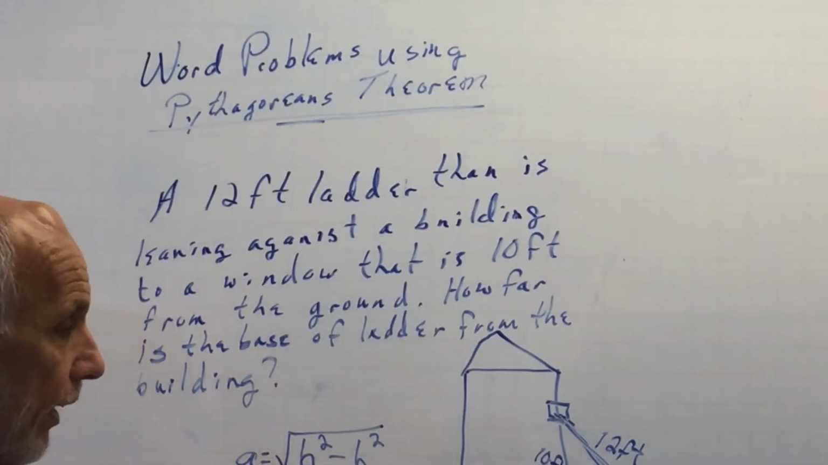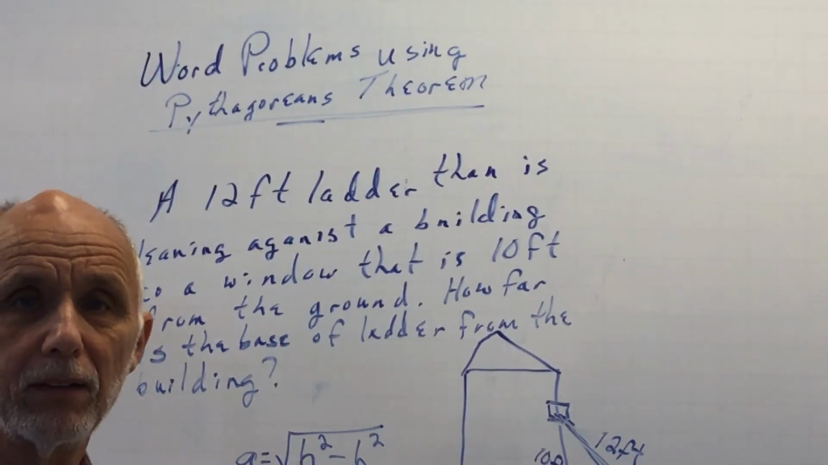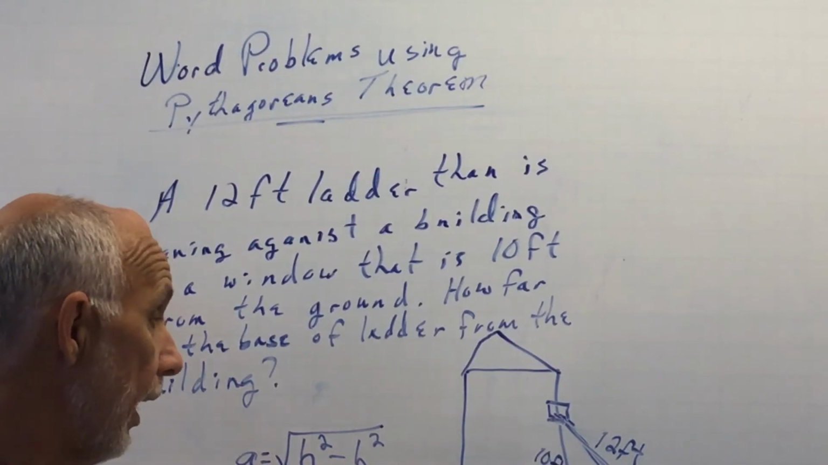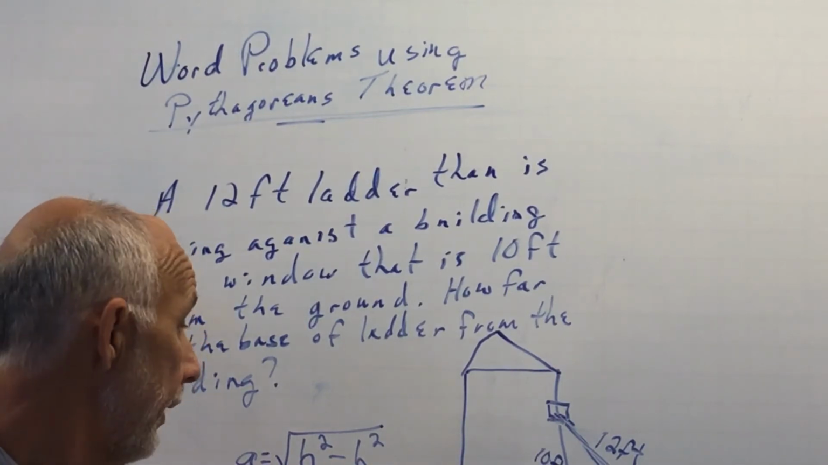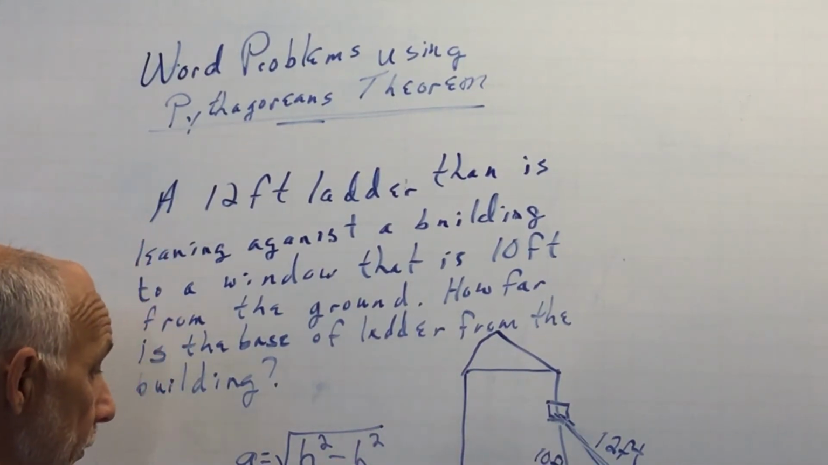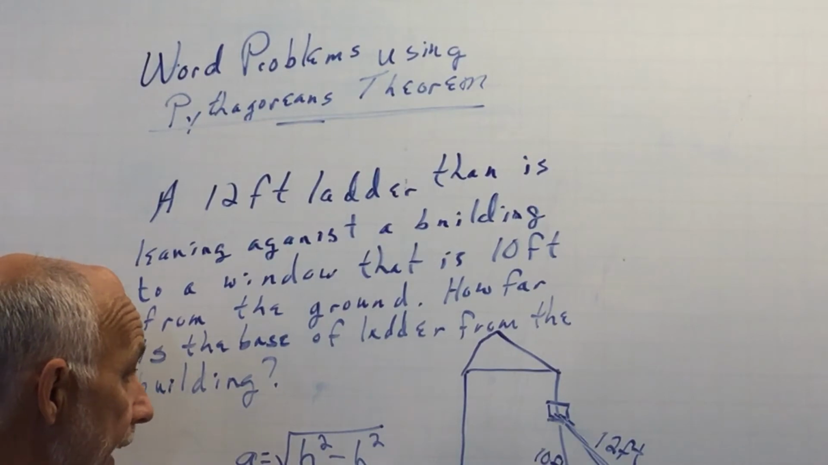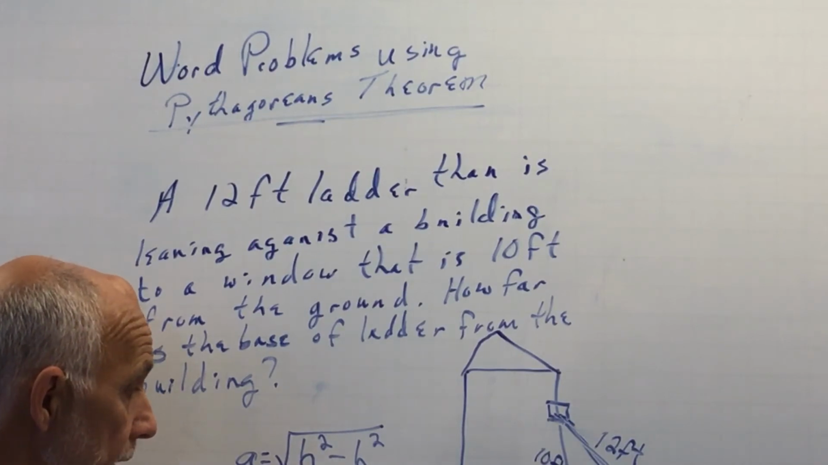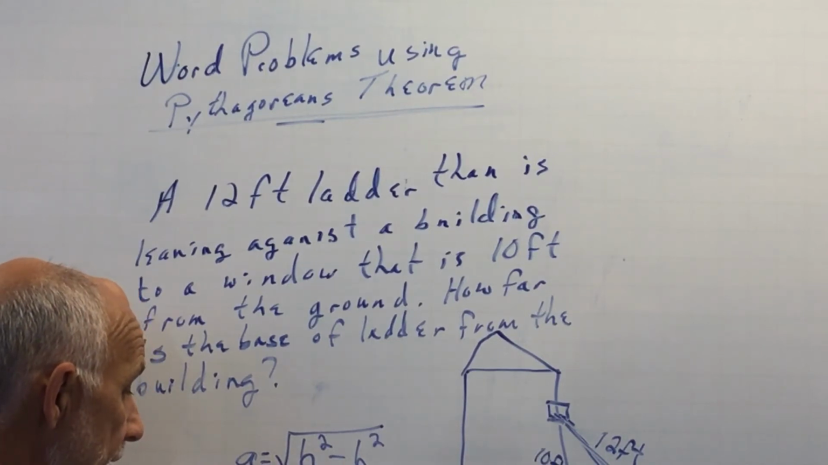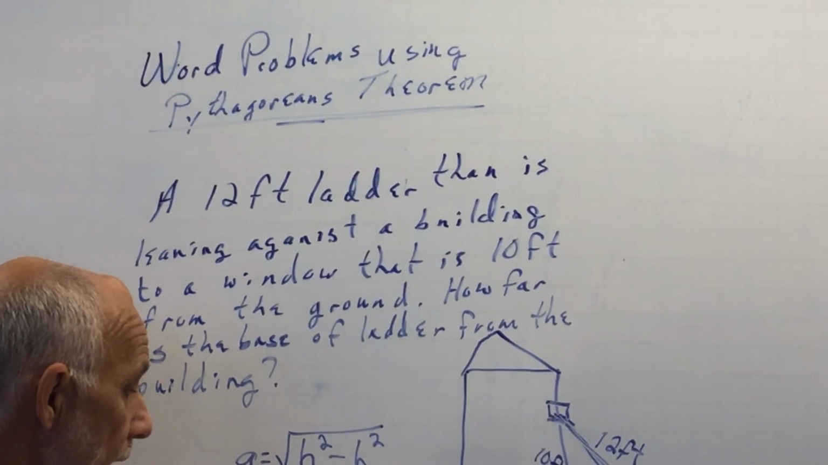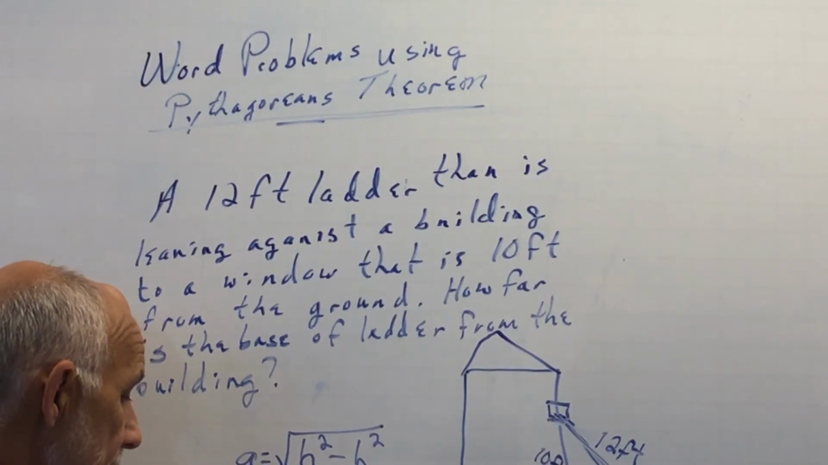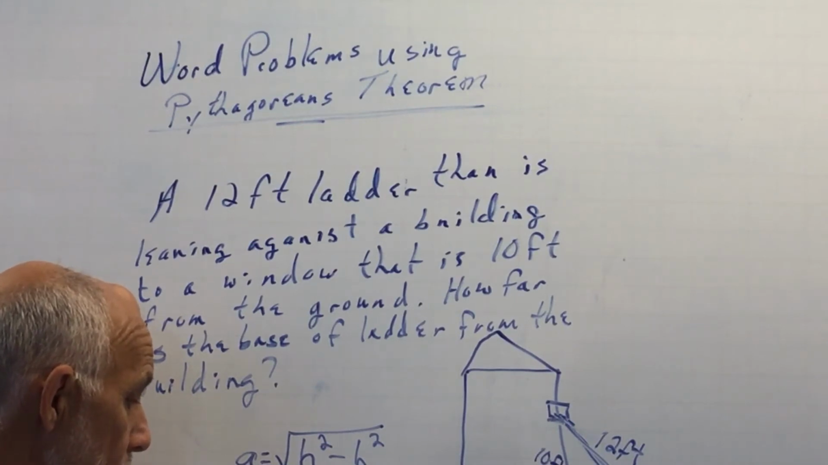And you say to me, how do you know that that's a? It doesn't matter. If you want to make it b, b will equal the square root of h squared minus a squared. It's just going to be the hypotenuse squared minus the leg you know squared. Anyway, replace h with 12 and square it. Replace b with 10 and square it. And then you get a is equal to the square root of 144 minus 100. a equals the square root of 44.